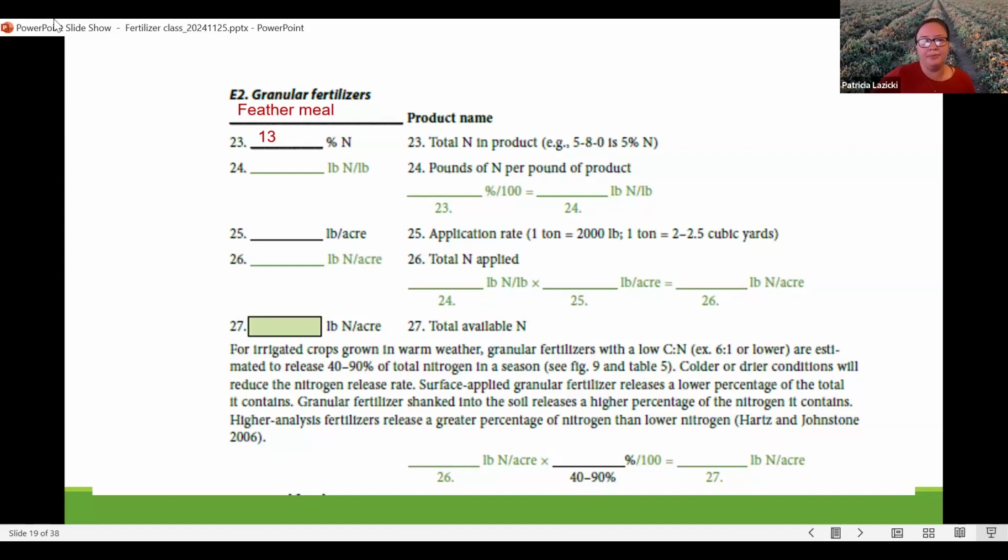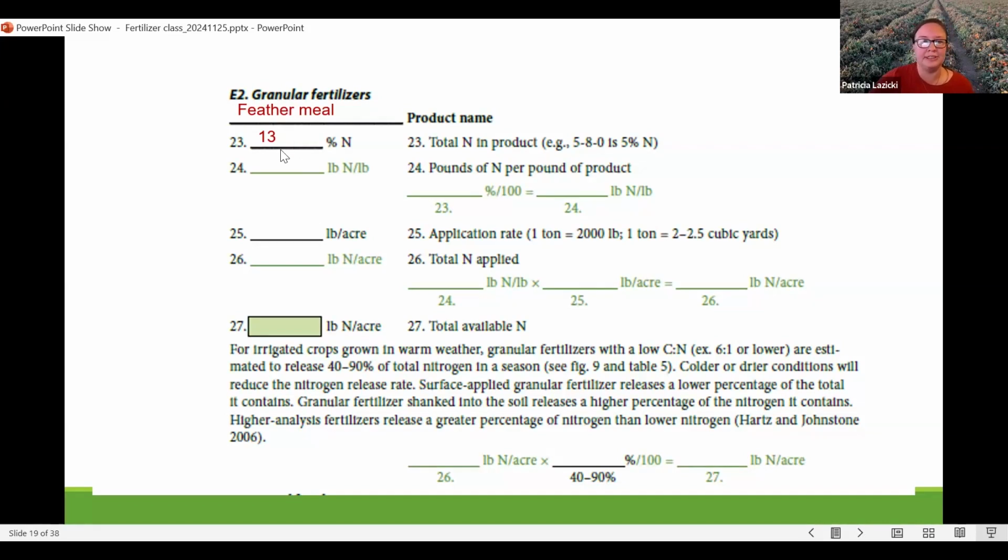So I wanted to go through a couple examples of how you would use this along with the worksheet that we include in the 8712. So just an example of feather meal. This is the document that's included with that 8712 worksheet.